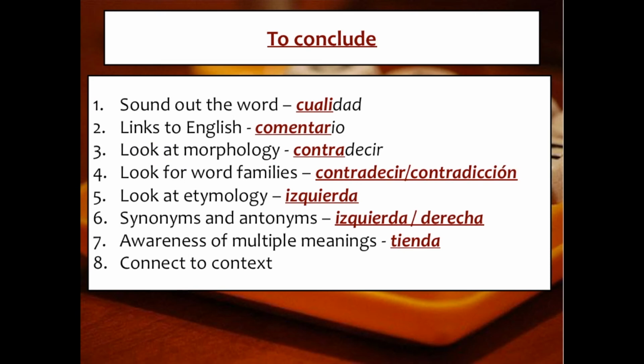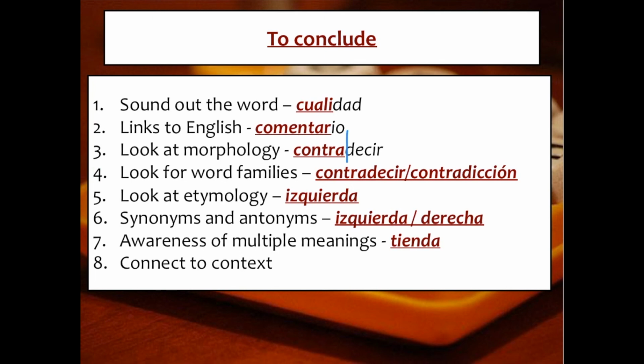So to conclude, here are my steps of things that I would try out. Sound out your word, such as cualidad. Look at the word as well. Some words are a lot more obviously related to the English, such as comentario. Look at the morphology, split that word down. What can you see inside it? Decir, to say, contra, against. To say against, to contradict.